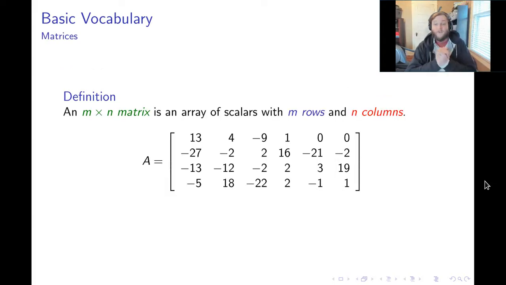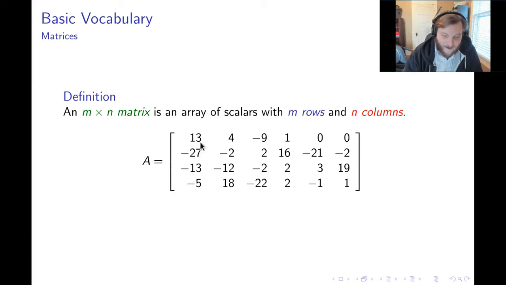Okay, so that's the basic terminology for vectors, which is one big part of this course. But perhaps the biggest part of this course is the notion of an m by n matrix. By definition, an m by n matrix is an array of scalars that has m rows and n columns. So here's our first example of a matrix, and it's a rather big one.